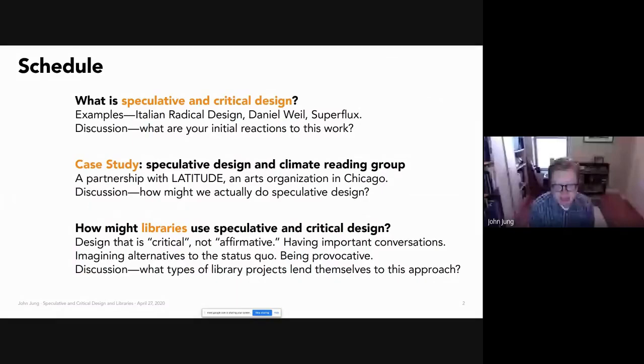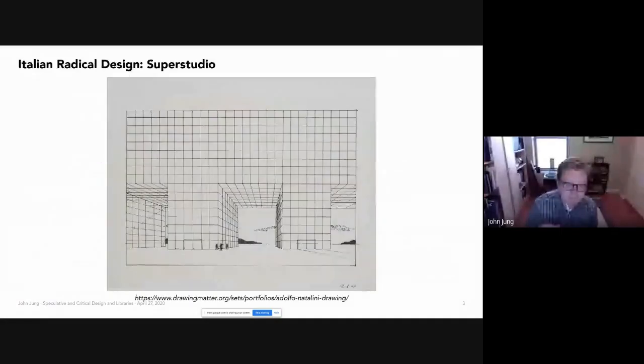So right now I'm going to jump right in and start with some examples of speculative and critical design along with some precursors to it. Italian radical design was a movement in the late 60s that was a very big influence on the way that speculative and critical design is practiced today. There were two really important exhibits for this work: Super Architettura in Pistoia, Italy in 1966, and Italy, the New Domestic Landscape at the Museum of Modern Art in New York in 1972.